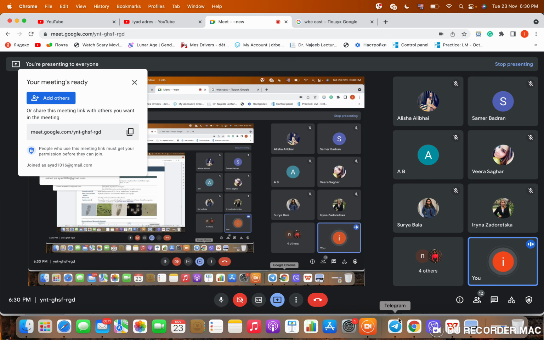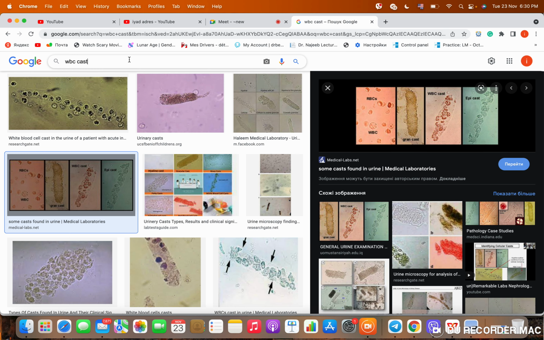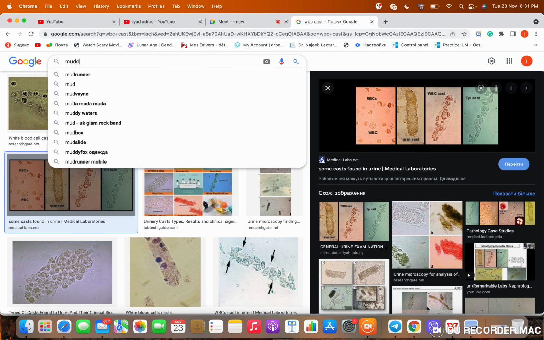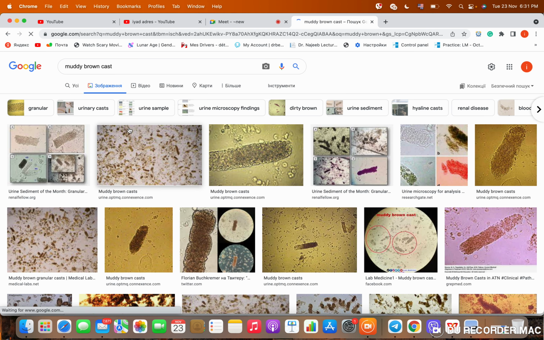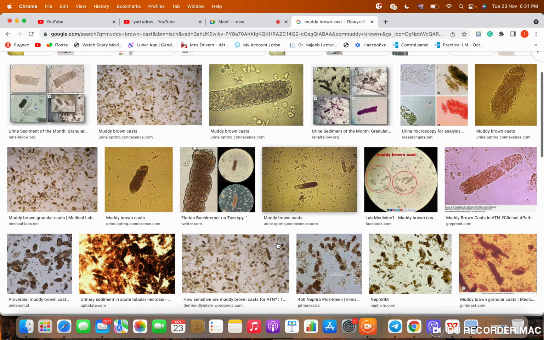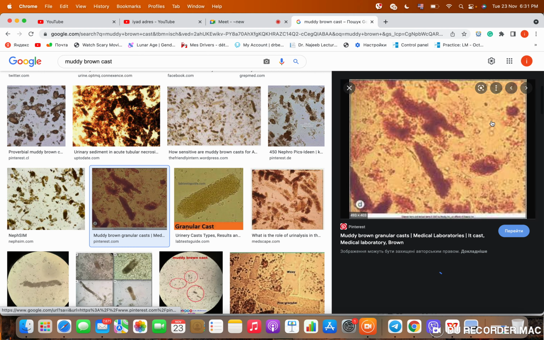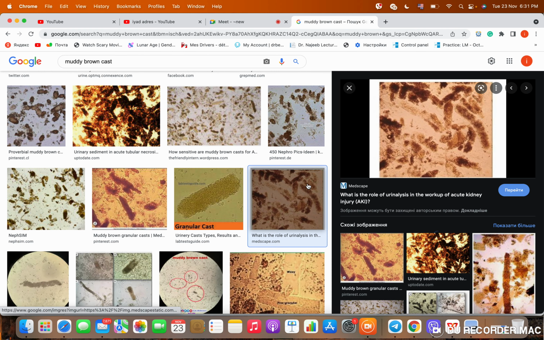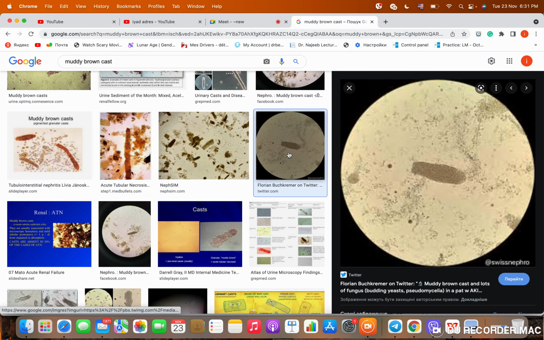Let me show you some muddy brown cast, actually, because this is quite important. Muddy brown cast. So the moment you see a muddy brown cast, you think about acute tubular necrosis. So this is a muddy brown cast, this is a muddy brown cast, this is a muddy brown cast.